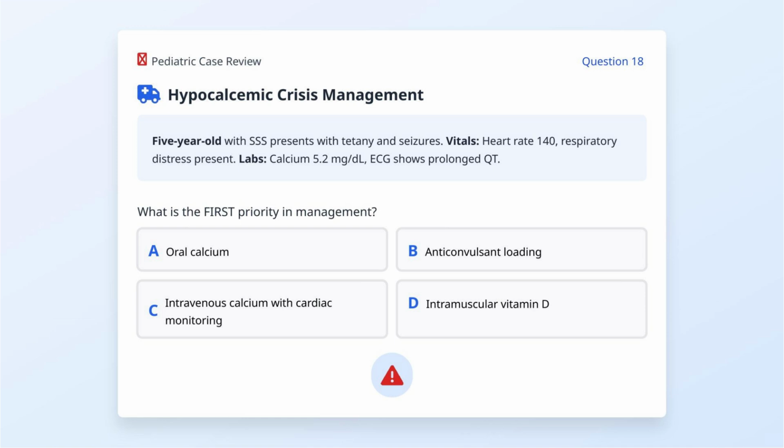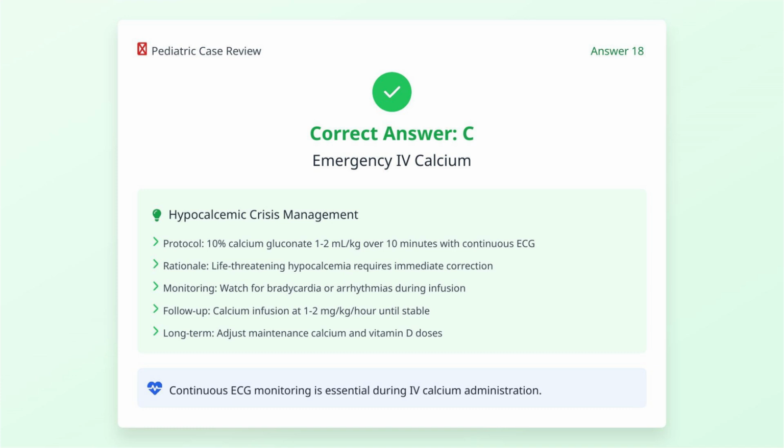Consider emergency stabilization needs. The correct answer is C, intravenous calcium with cardiac monitoring. Administer 10% calcium gluconate 1 to 2 milliliters per kilogram over 10 minutes with continuous electrocardiogram monitoring. Life-threatening hypocalcemia requires immediate correction. Monitor for bradycardia or arrhythmias. Follow with calcium infusion until stable, then adjust maintenance therapy.